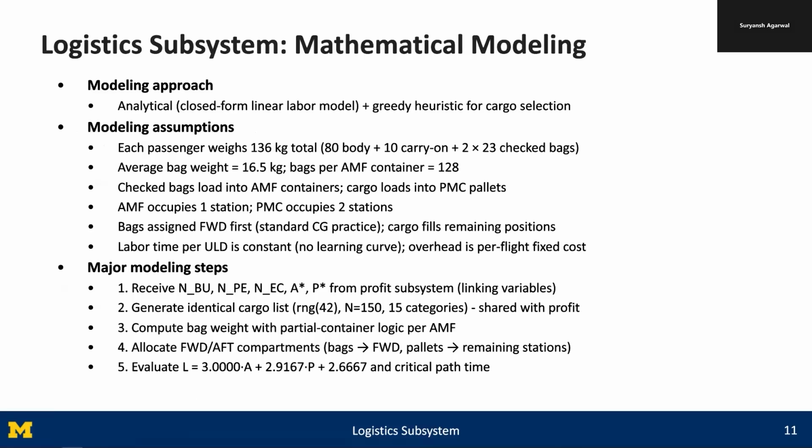The process has 5 steps. First, take the linking variables from the profit subsystem. Second, generate the cargo list using the shared seed. Third, compute the bag weight using partial container logic. Fourth, assign bags and cargo to the forward and aft compartments. And fifth, calculate both labor hours and critical path turnaround time.